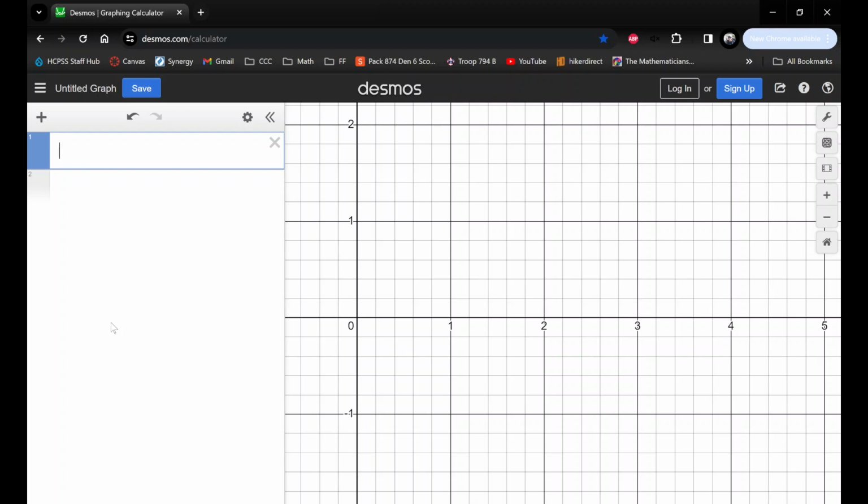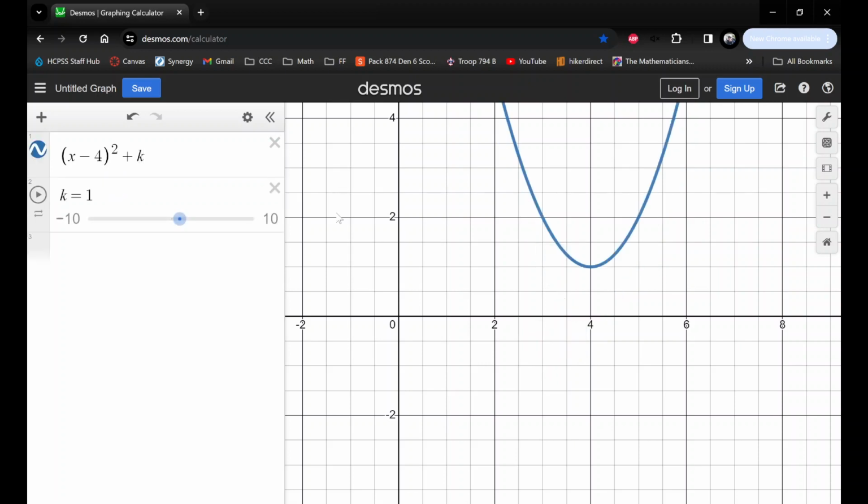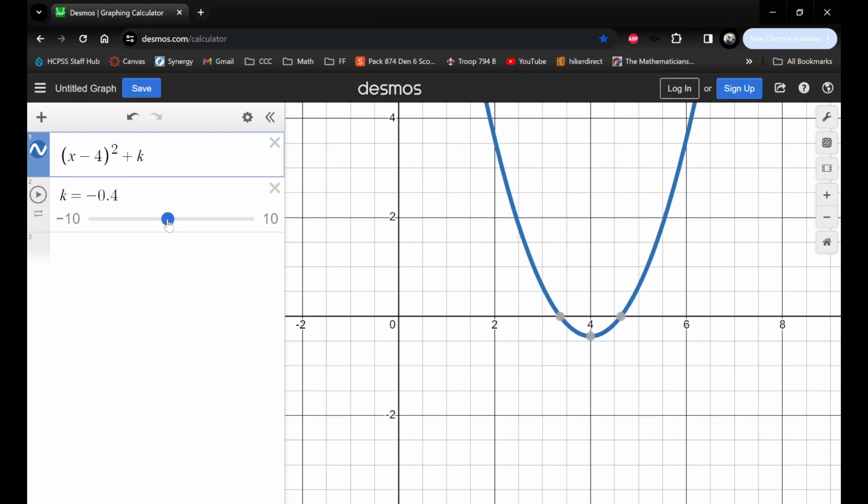Anyway, let's go ahead and graph. I'm just going to graph x minus 4 squared, okay? And you can see that the vertex is right here at 4, 0 until I add a number to it. So when k is 1, you can see it has moved up 1 right there. 4, 1. I'm going to make k 0 again. So all I'm doing is changing it to a 0.